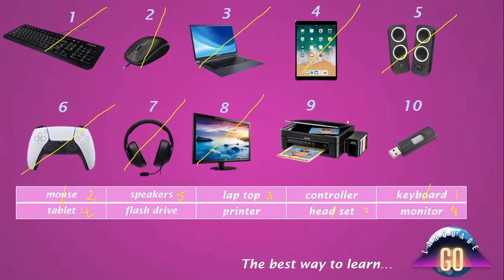Very good, Carlos. What else? Picture 9, printer. It's a printer. Okay. Picture 10, flash drive. It's a flash drive. Okay, Carlos. Very good. All right, Carlos. I have another word for you. Picture 10, it's a flash drive.